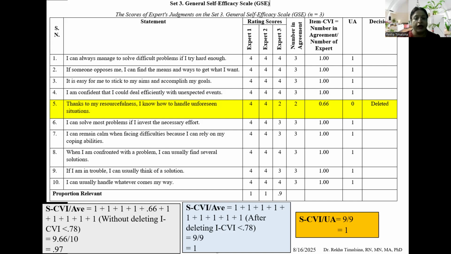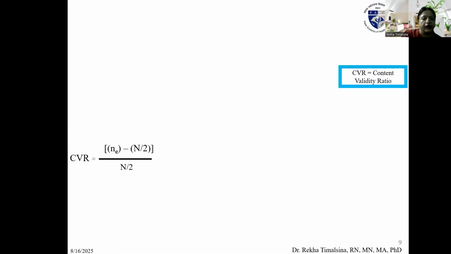After removing the items with I-CVI below 0.78, that is item number 5, the S-CVI average increased to 1, and the S-CVI universal agreement is also 1. You can see it here.